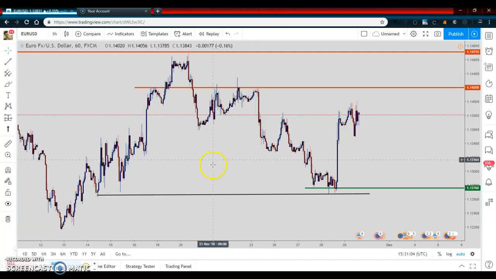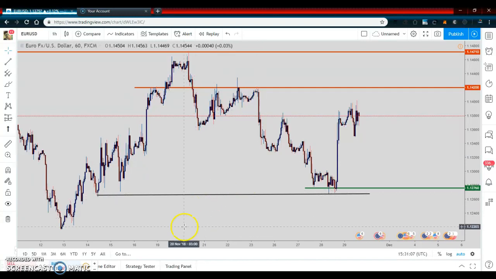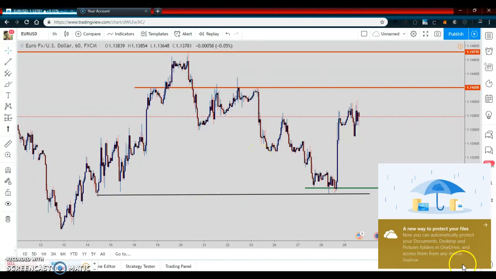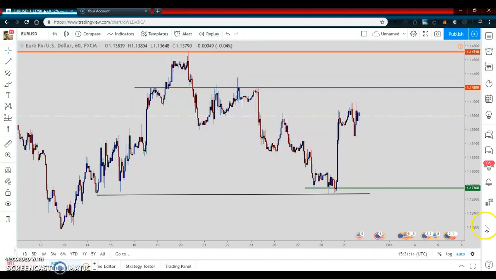Now if a price breaks a past support level, then that support level often becomes a resistance level. And the same goes that if a price breaks a resistance level like this, then it will become a support level in the future. So that was pretty easy.